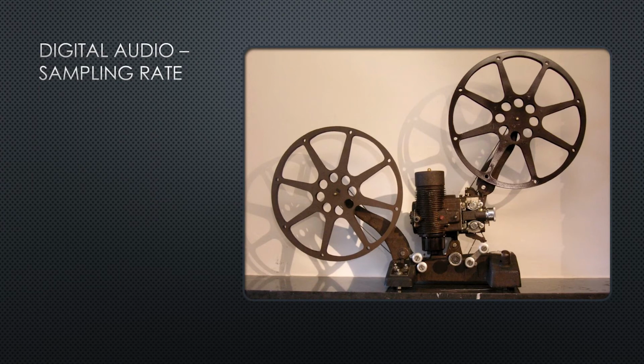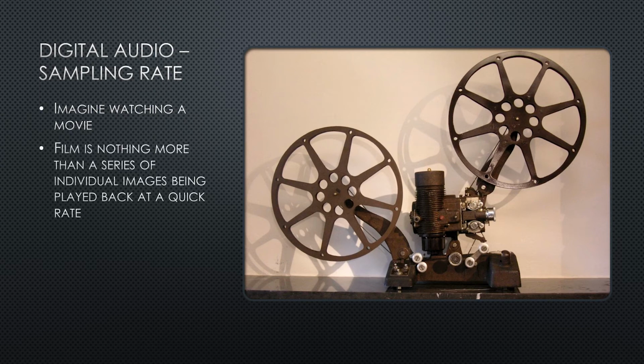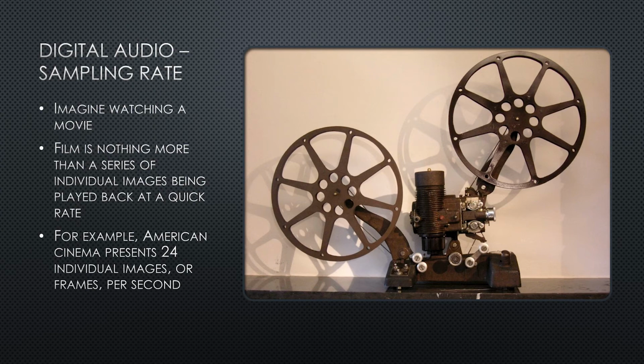So we want to talk about digital audio and the concept of sample rate, and I want to offer an analogy that I think is useful. Just imagine watching a movie, any movie, TV show, or even a video game, some kind of visual image that is moving. This moving image, this film, this movie, it's nothing more than a series of individual images being played back at a quick rate. You probably know that film is nothing more than a series of individual images. It's like a flip book, right? For example, the American cinema presents 24 individual images or frames per second, and that will look like a real moving image to us.